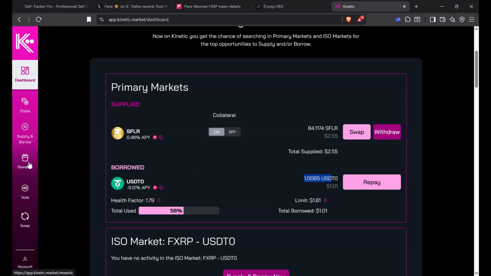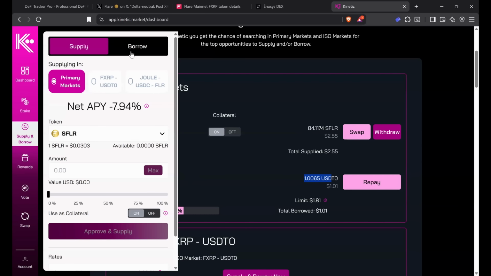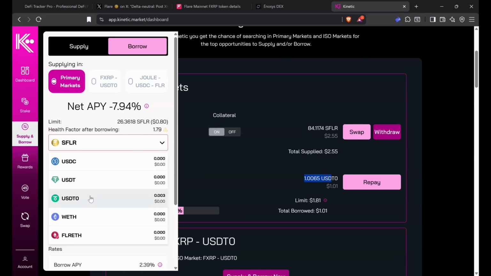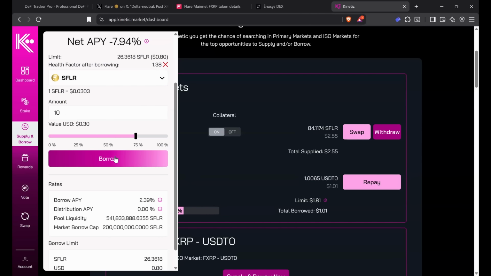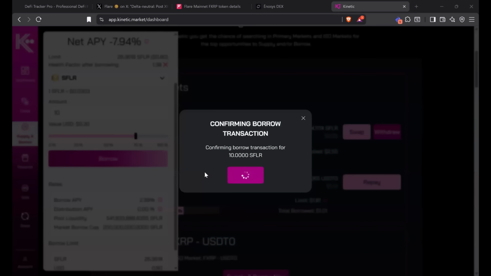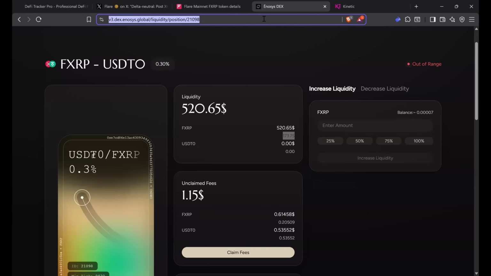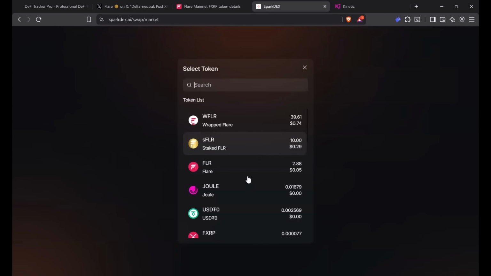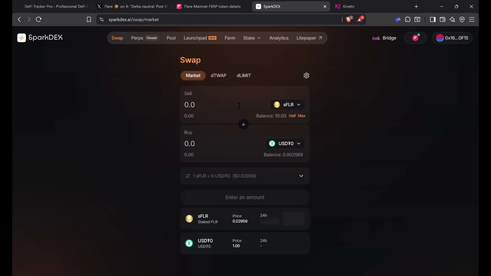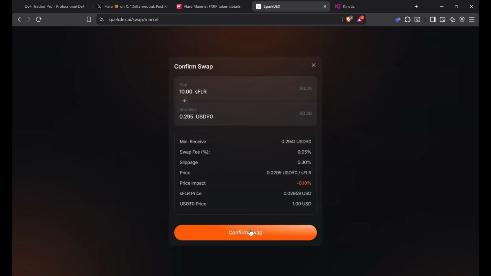Now, what I've been playing with as well is what happens if I borrow 10 S-Flare and then I go to Spartex. So now you have that S-Flare, right? Yeah, you do. Okay, so yeah, and you're swapping some to USDT 0.